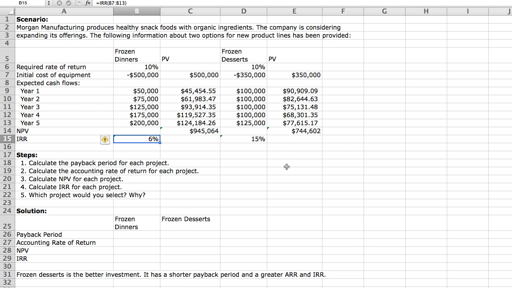Once you've analyzed the product that's going to give you the higher internal rate of return, the higher accounting rate of return, and the quicker payback period, it'll help you make a better decision. For this particular exercise, you can see that frozen desserts is the better investment. It'll have the shorter payback period and the greater accounting rate of return and internal rate of return. Your job's going to be to fill in these numbers here in cells 26 through 29 for each item.